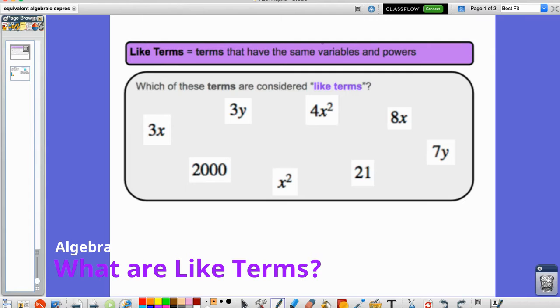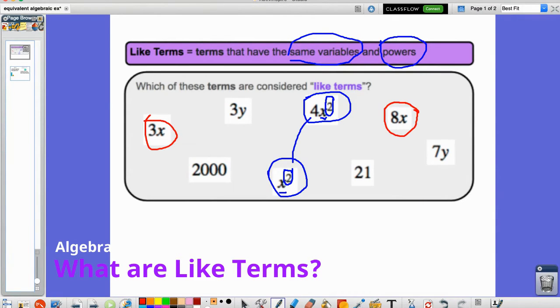Now let's try to better understand what like terms are. Like terms are terms that have the same variables and powers. For example, let's take a look at 4 groups of x squared and 1 group of x squared. Are these two like terms? Do they have the same variables? Yes, they both have x's. Do they have the same powers? Yes, this is to the power of 2 and this is to the power of 2.